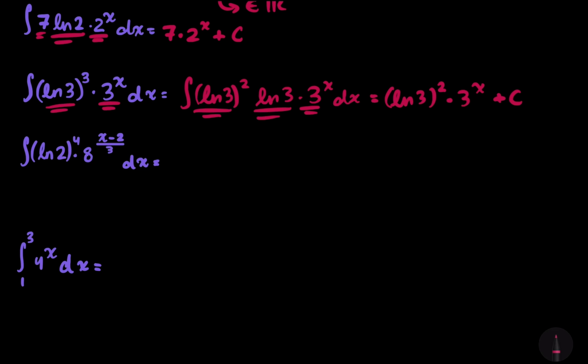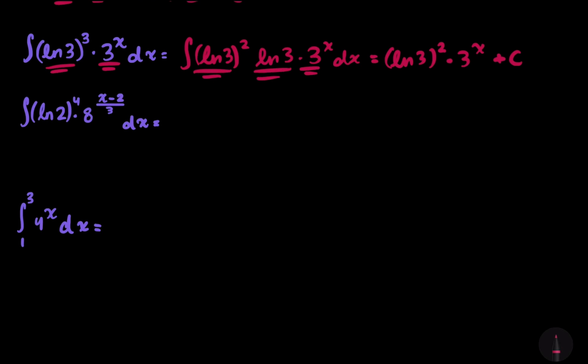And if you take the derivative of this, you will in fact end up with the natural log of 3 cubed times 3 to the x. And then next up over here, we have the indefinite integral of the natural log of 2 to the fourth power times 8 to the x minus 2 over 3.